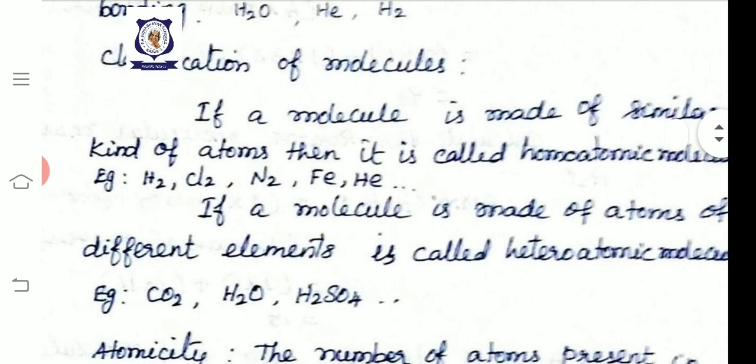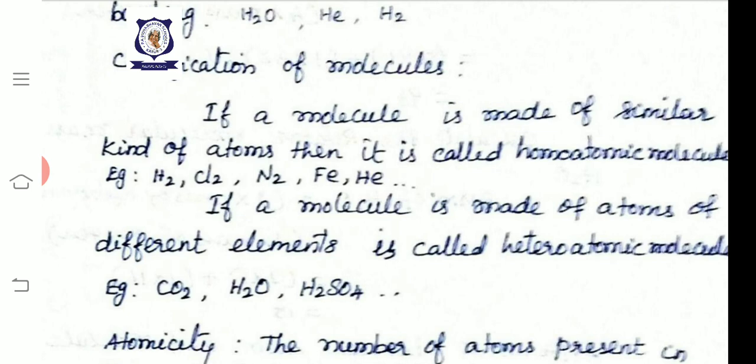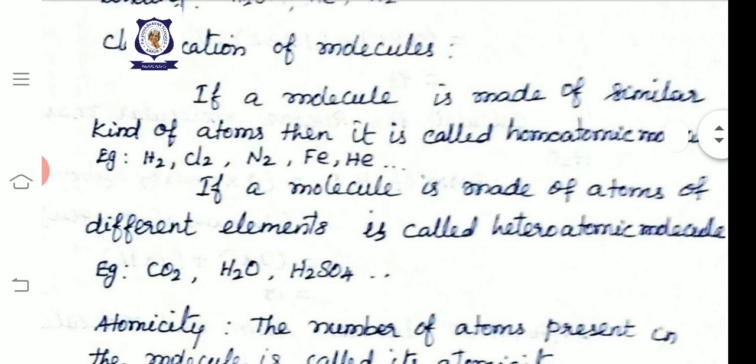Say a hydrogen atom combined with another hydrogen atom forms a molecule. Both are the same element. Like a chlorine atom combined with another chlorine atom forms a molecule, which is also the same element. So atoms of the same element combine together to form a molecule. It is called a homoatomic molecule. Homo means same.